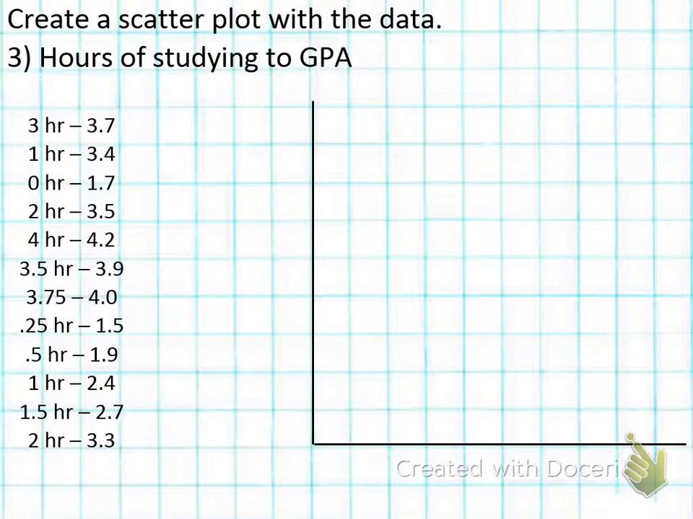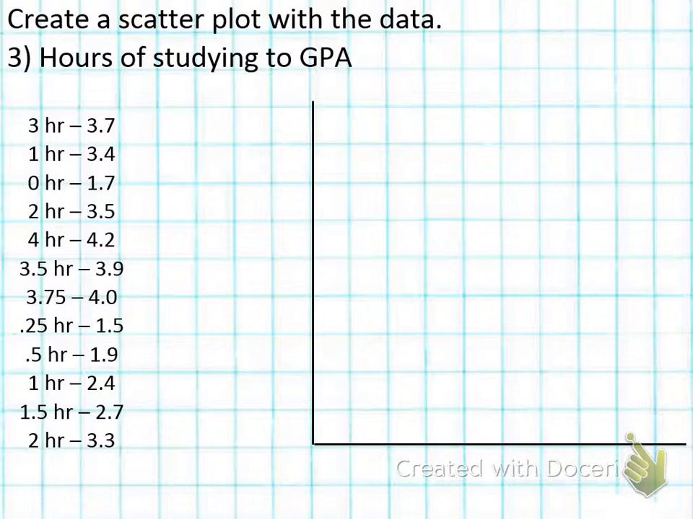Okay, this is our last example. Let me erase the dots that we have on the board. This one I want you guys to make on Doceri, but first let's talk about which one is the independent variable and which one would be the dependent variable here. Independent is the hour. Which one depends on the other one? The ones on the right. The GPAs depend on the hours.